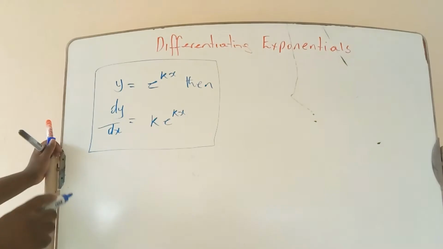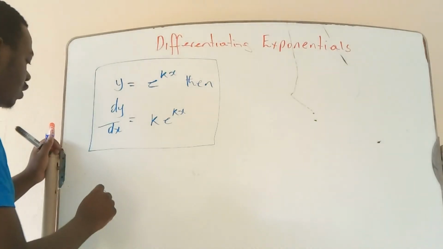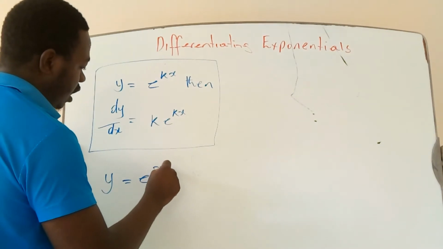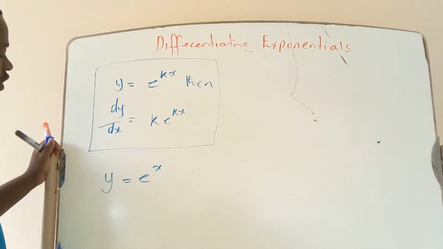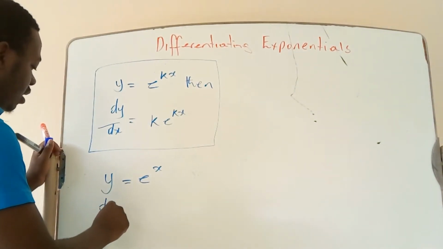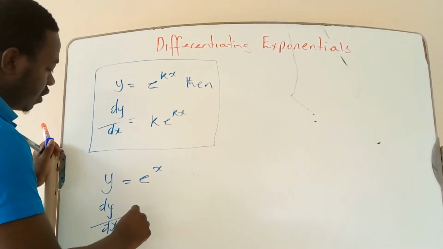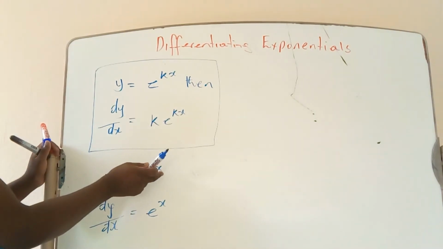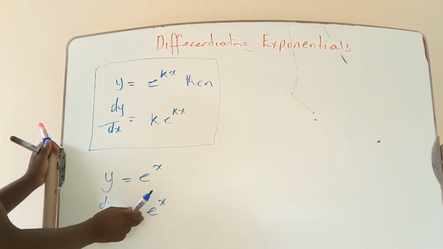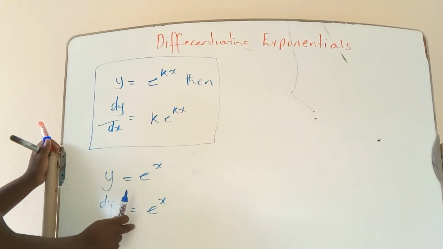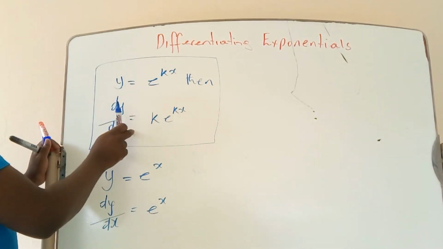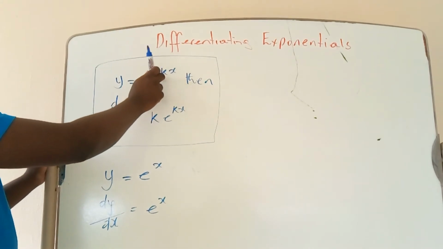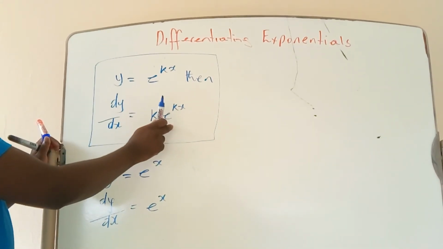Now, let's look at an example to make sense of this. Let's say I have a function which is y is equal to e to the x. And you're asked to differentiate this function. Then dy by dx is equal to e to the x. If you differentiate the power, you get 1. And then you just put back the function. Right? So that's basically what this formula is saying. kx is the power. If you differentiate kx, you get k, and you put back the function.